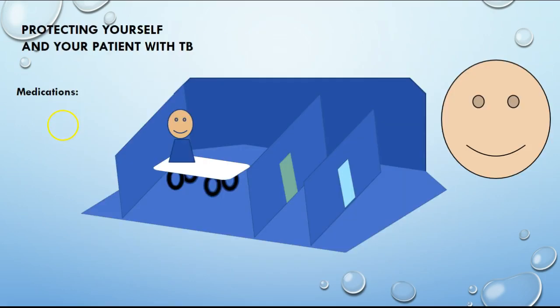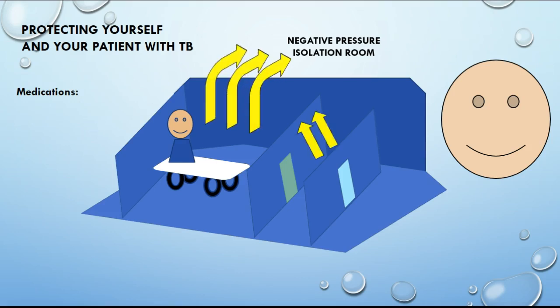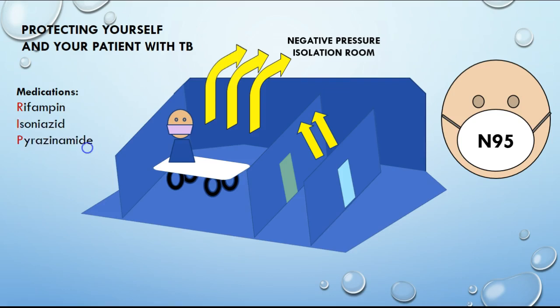So let's talk about protecting yourself and your patient with TB. So you want to make sure that the patient is in a negative pressure isolation room, which basically ventilates the air through like a HEPA filter out. As a nurse, you should wear an N95 mask and make sure it fits properly. So you should have yearly fit tests. When you're transporting your patient, make sure they're wearing a mask. And let's talk about the medication regimen for active treatment. Hopefully all this you knew, and if not, please make sure you review it.